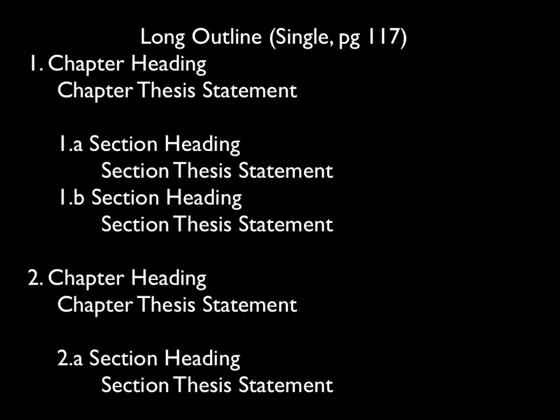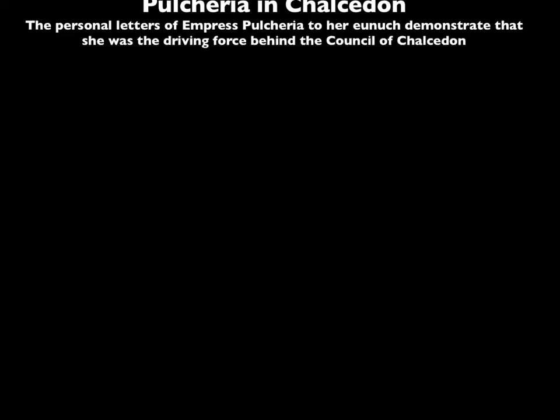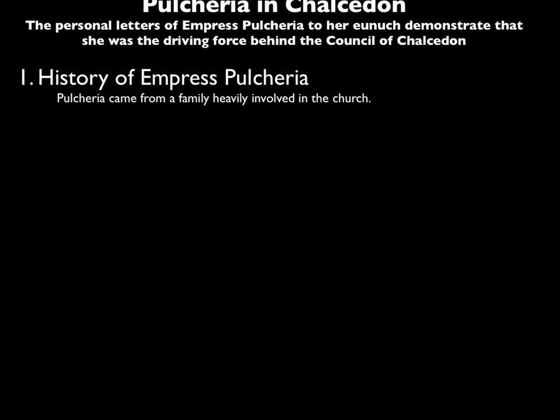So the section should agree with the chapter, and the chapter should agree with the overall dissertation. Now let's look at a very particular example. We had talked about Pulcheria and Chalcedon, and we have our thesis statement of Pulcheria and Chalcedon. Then we have our first chapter, the history of the empress, and we have our first thesis statement for this chapter. Pulcheria came from a family heavily involved in the church. Does this fit with the dissertation thesis statement? In the dissertation, we're saying that the empress was the driving force behind the Council of Chalcedon, so yes, these two fit.